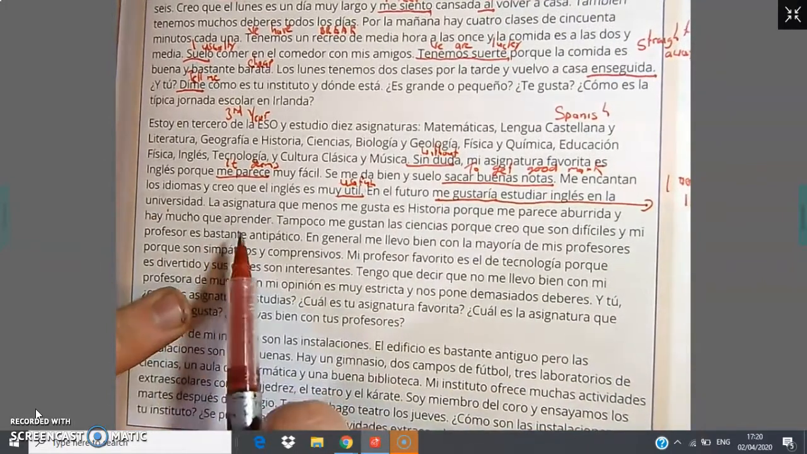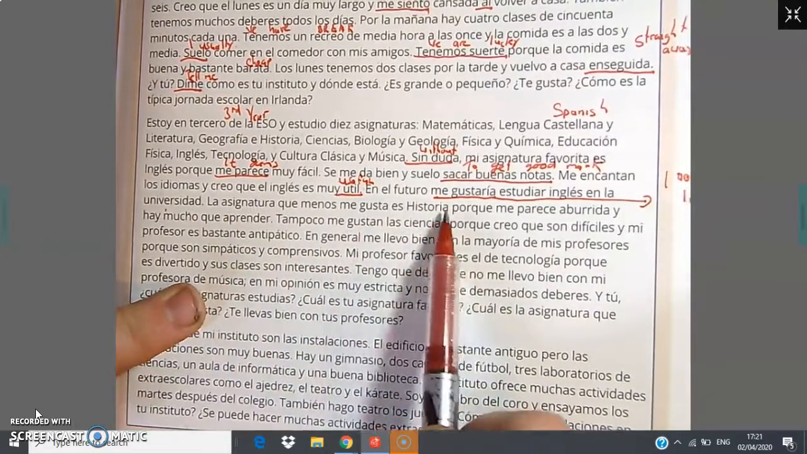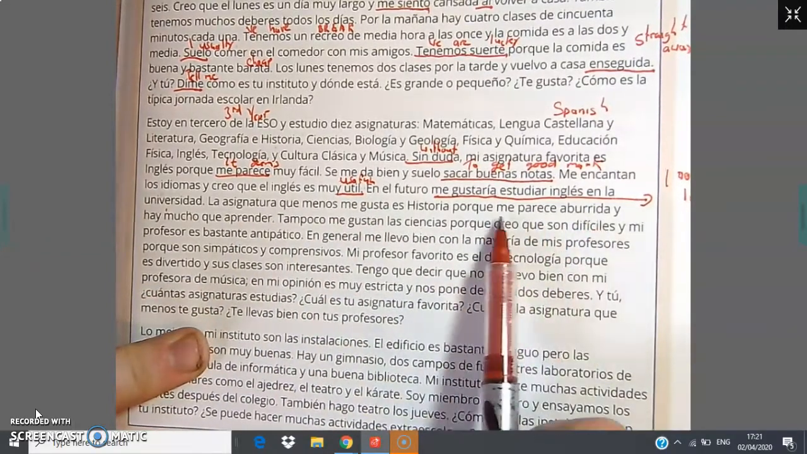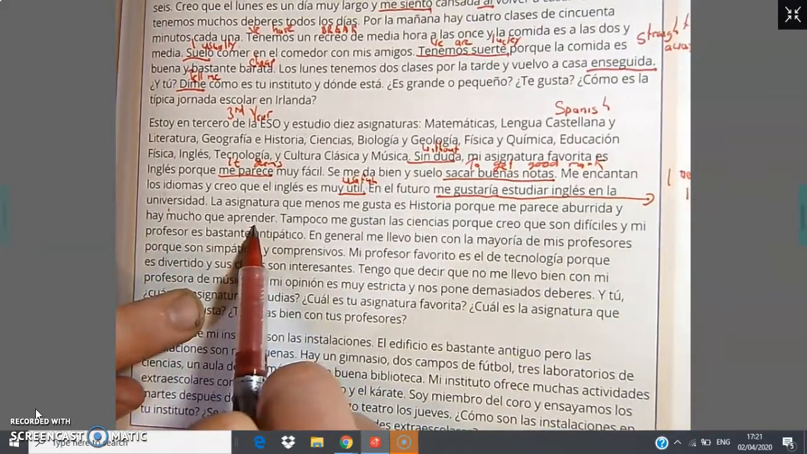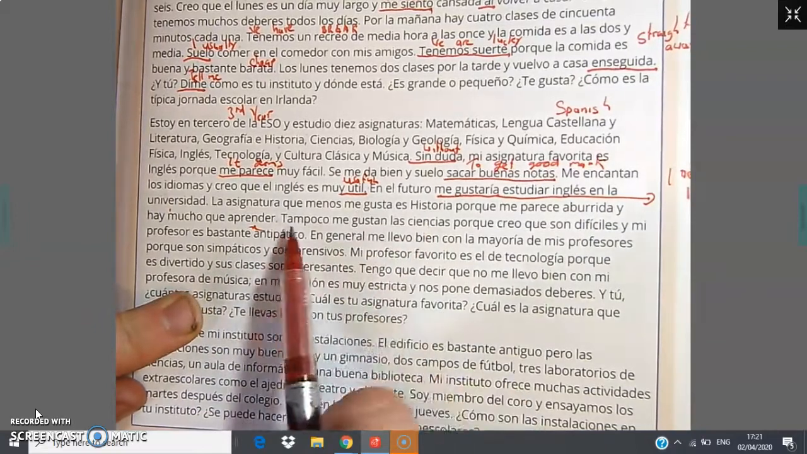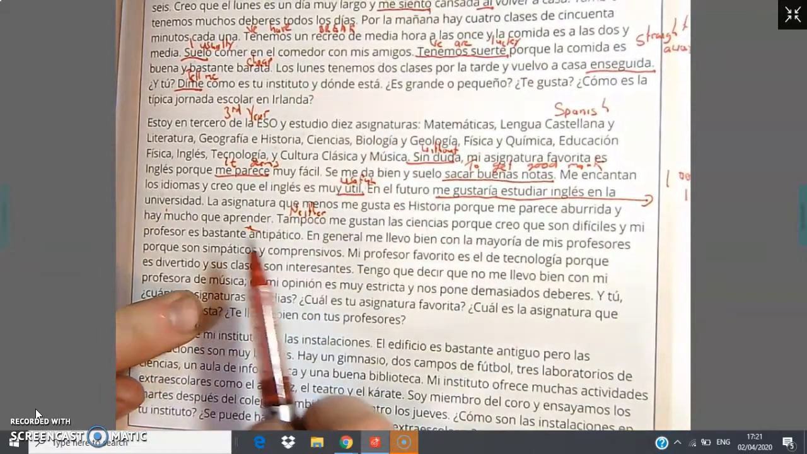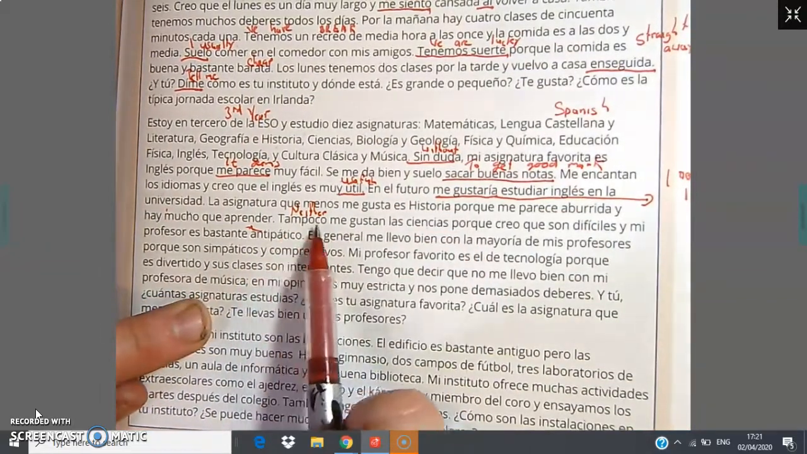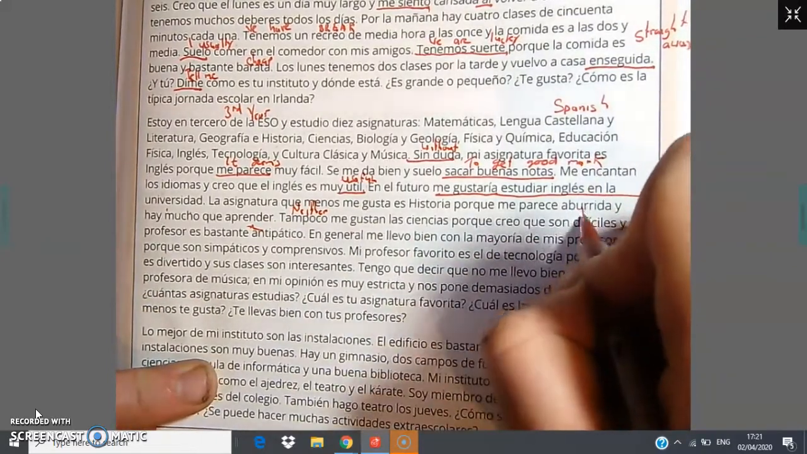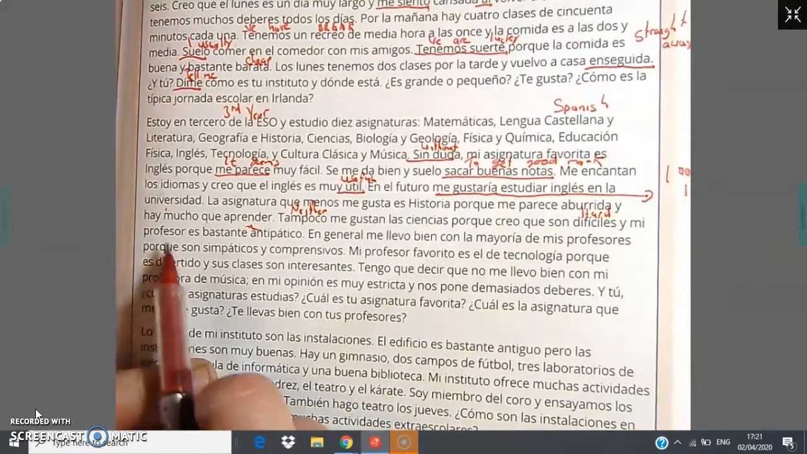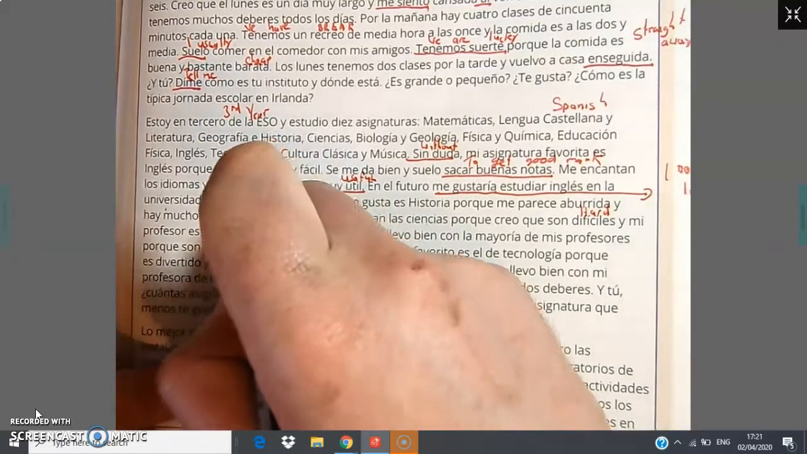Okay. La asignatura que menos me gusta es historia. So the subject I least like is, porque me parece aburrida. It seems boring. Y hay mucho que aprender. There's lots to learn. Tampoco me gustan las ciencias. So this means neither. So it's like a fancy saying I also don't like, or neither do I like, tampoco me gustan. So neither do I like las ciencias porque creo que son difíciles. They're really hard. Y mi profesora es bastante antipático. My teacher's not very kind. Okay? Not nice, not kind.